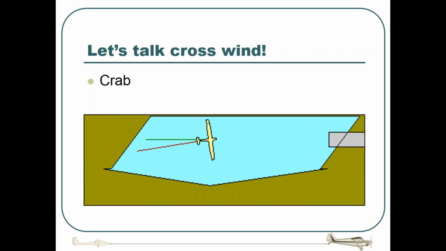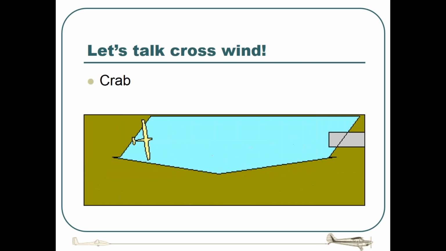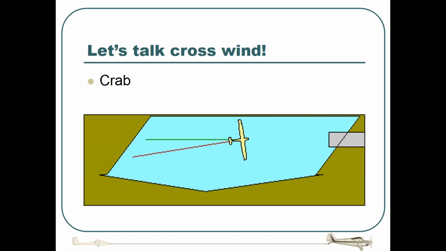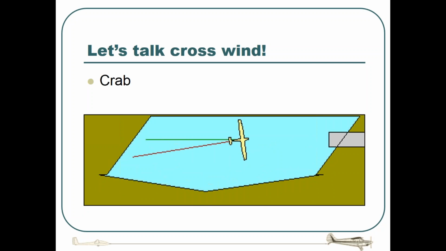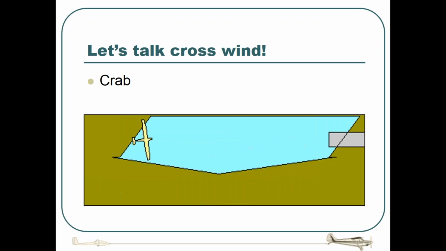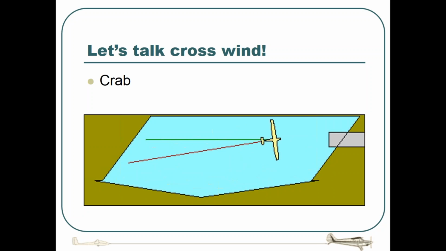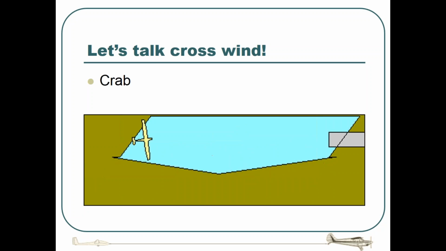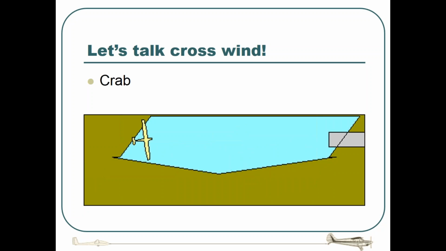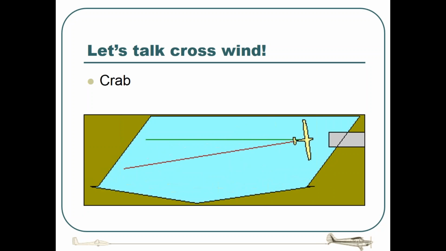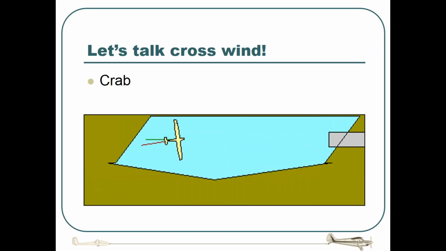Now, one way to deal with this, there's actually two ways to do this. One is a forward slip and the other is crab, a side slip, excuse me. I lean towards crabbing because you keep your wings level, and then you just need to kick a little bit of rudder just before you touch down, and you don't have that danger of catching a wingtip.